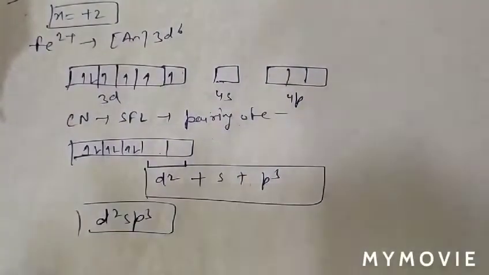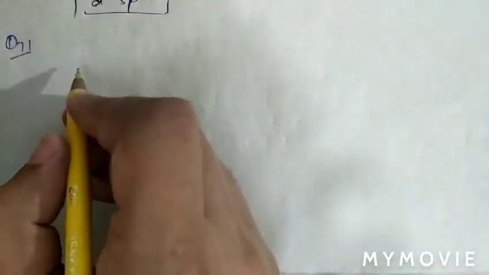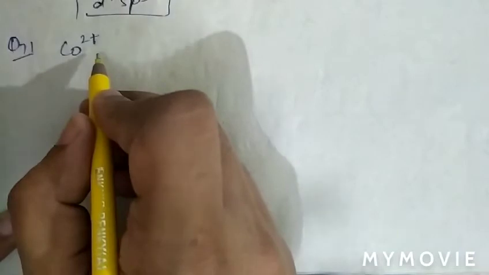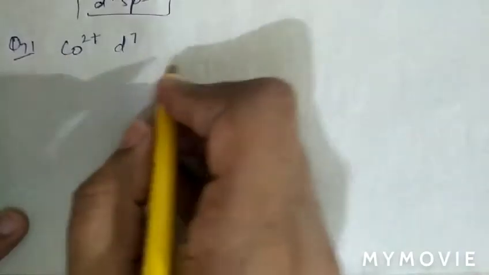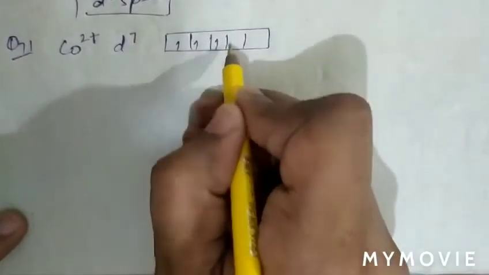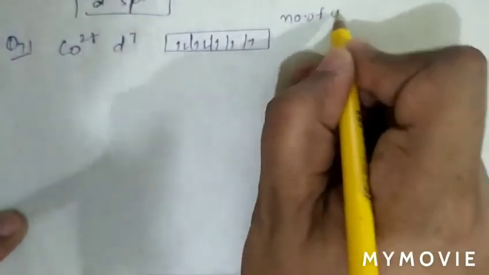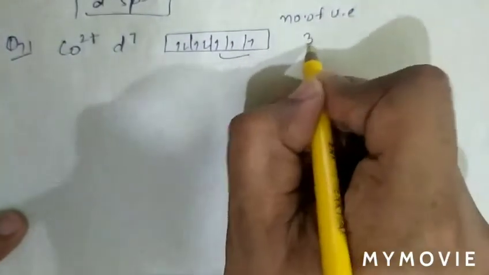See question number 71. Question number 71 is also a very easy question. Basically configurations are given there. In question number 71, 4 ions are given. One is Co2+, and the electronic configuration is d7, as [Ar] 4s2 3d7, 2 electrons are removed, so the configuration is d7. The number of unpaired electrons here is 1 2 3.